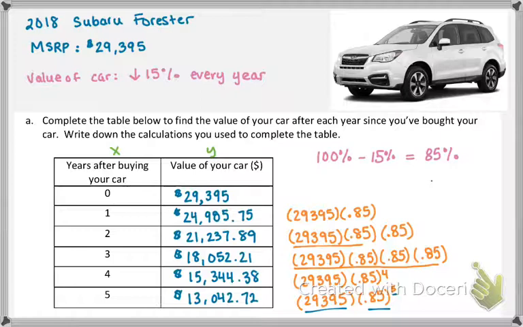So, true story, this is my car, a white 2018 Subaru Forester, still going strong. I love it. This is my 2nd year having the car, and I am still trying to pay it off. But then I can look at what is the value of my car now. I still have a lot to pay off, but the value of my car has already lost a lot of its value.